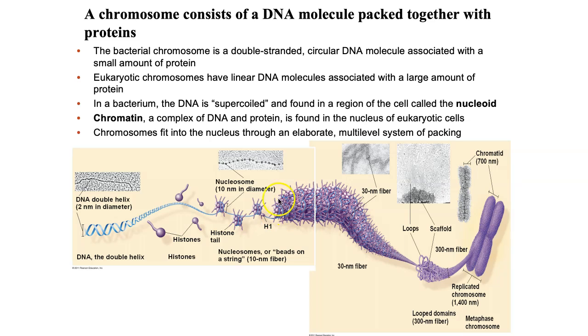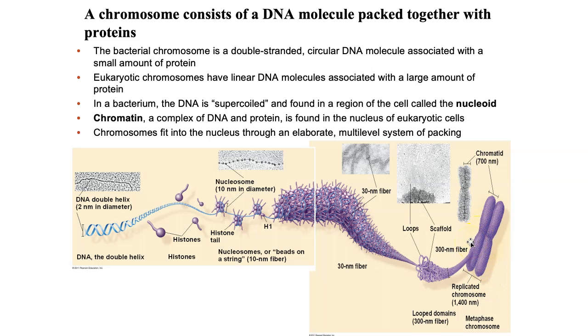So just imagine wrapping these in a circle and you start coiling them. And this is a 30 nanometer fiber. And then that 30 nanometer fiber gets coiled and looped again. And this is a 300 nanometer fiber. And then those coils form into this chromosome that you think of.